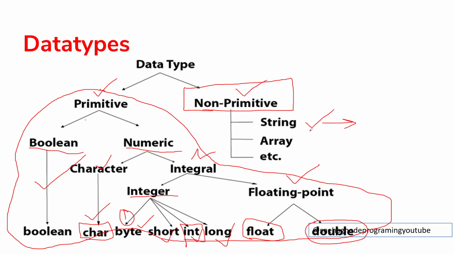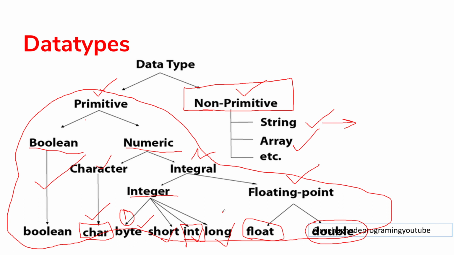Then array. If I use the integer data type, I can store only one number in one variable. But with an array, you can store multiple numbers in one array. So these are some of the non-primitive data types.